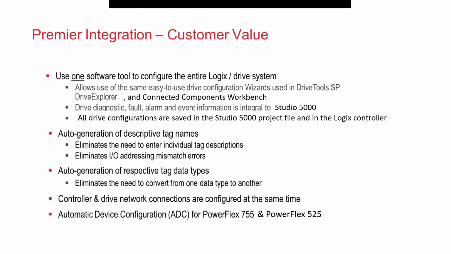So when I automatically generate the tags, I also generate the respective tag data types. I don't have to concern myself: is it a single integer? Is it a double integer? Is it just an integer? Is it a real? What is it? When I add the AOP, the tag data types are created properly for me.